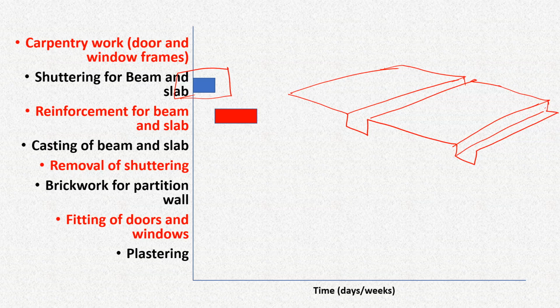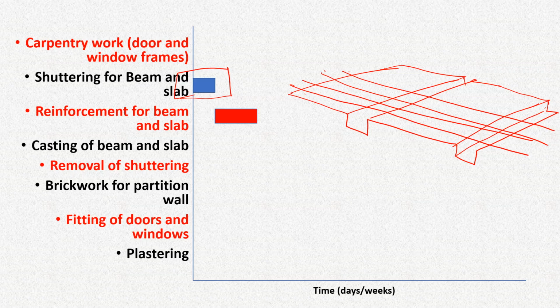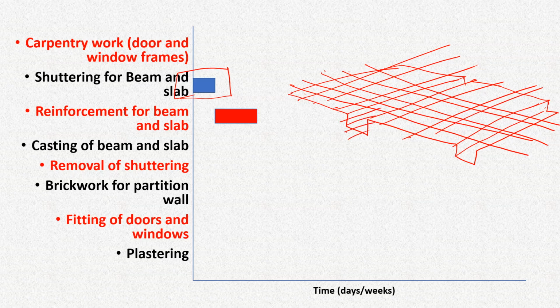And after this is complete, we'll place all the reinforcement bars here for the slab and also for the beams. After this is completed, we'll go for casting of beam and slabs. And in most cases, the casting of beam and slab is done monolithically and therefore on the same day.